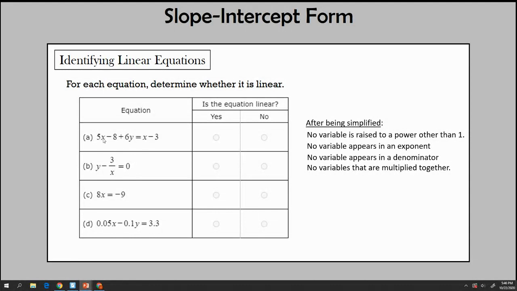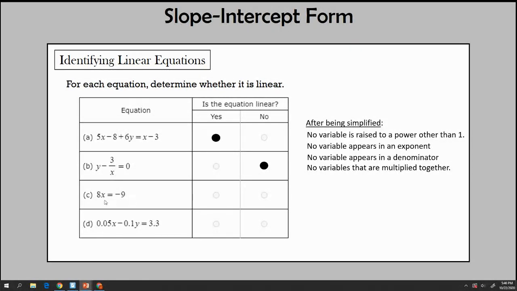There's no variables in denominators. If I was to go through and simplify this, solve it for y, it would be linear. I would only have an x and a number on the other side. Okay, b, right away I see x in the denominator of a fraction. That's a no-no. C, 8x equals negative 9.